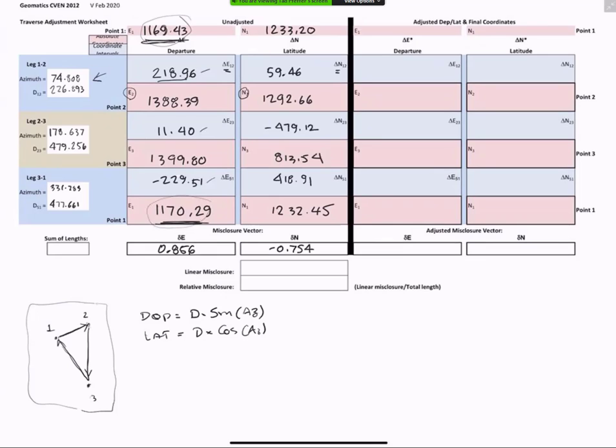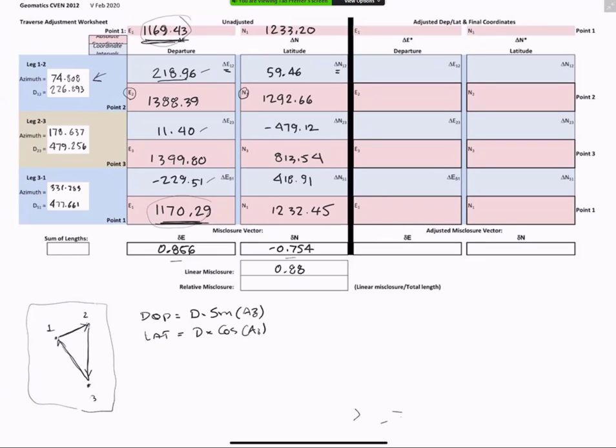All right, so now we've got a misclosure that is big enough to be concerned with, but small enough that we don't really need to do the survey over again. Let's fill in a few more details over here on the left-hand side. The linear misclosure, which is simply the length of the vector with these two components, delta east and delta north, comes out to be 0.88.